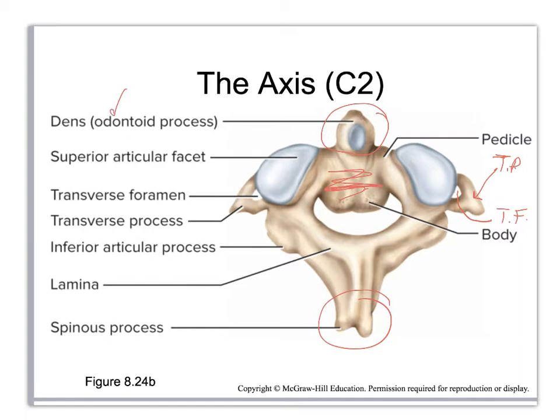So dens or odontoid, because it looks like a tooth. So that word means tooth or dentition. Okay? So that's really weird. And basically, it's kind of like the body of the atlas broke off and attached to the axis to create a tooth. So that the axis rotates on the atlas at this point. Okay, so that you get a little bit more rotation with the neck.